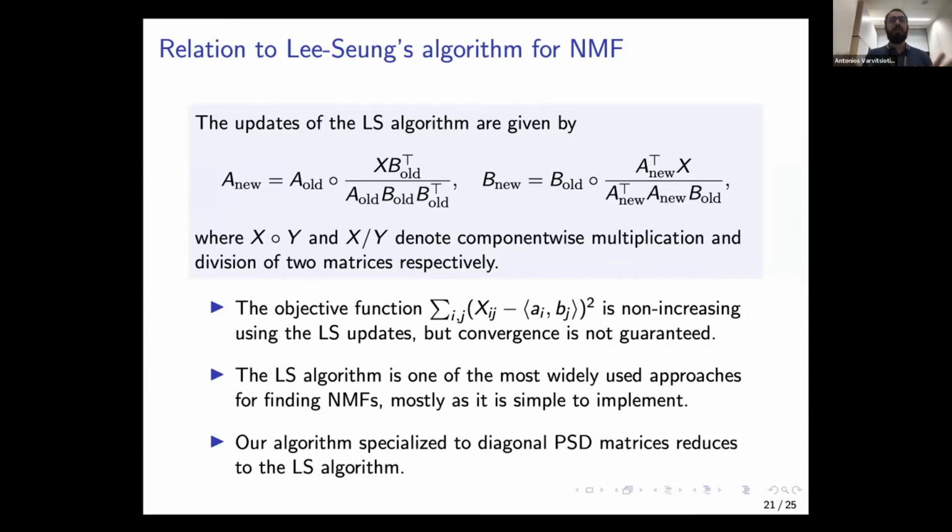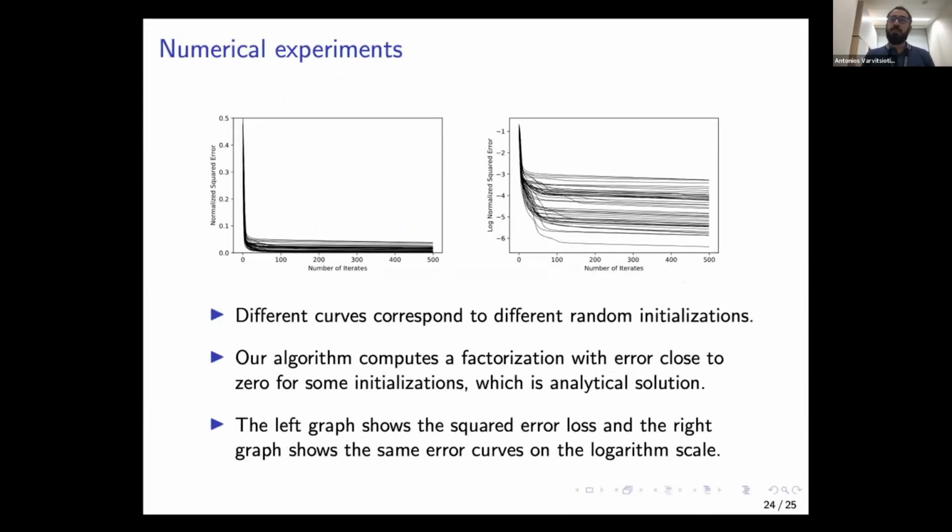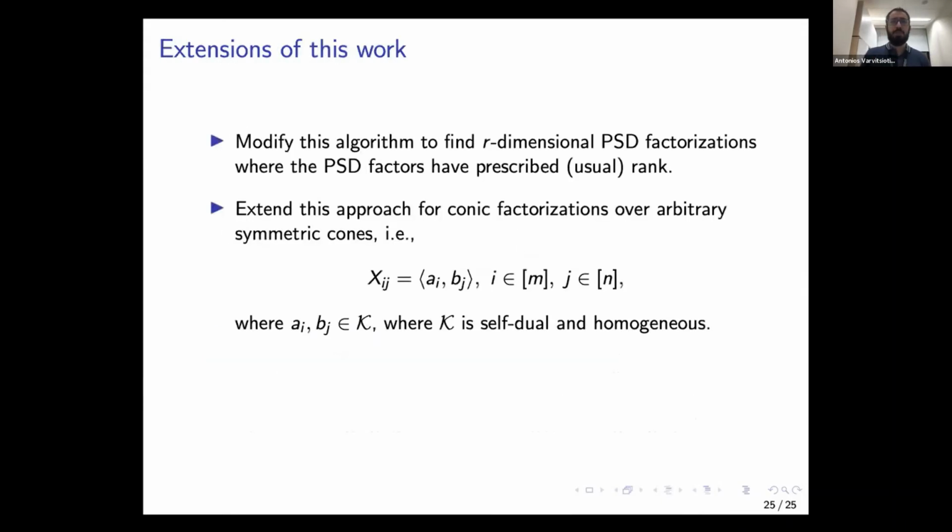And again, I'm not doing Lee-Seung any justice here. This paper is super important, with more than 10,000 citations. But again, as a special case of our algorithm, when you plug in diagonal PSD matrices, you do recover Lee-Seung. And we have some numerics. Things look nice, but we're still trying to apply this to more and more examples.